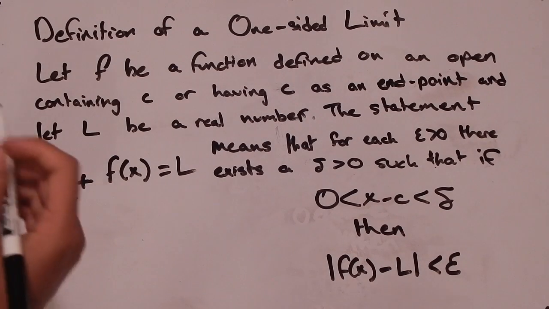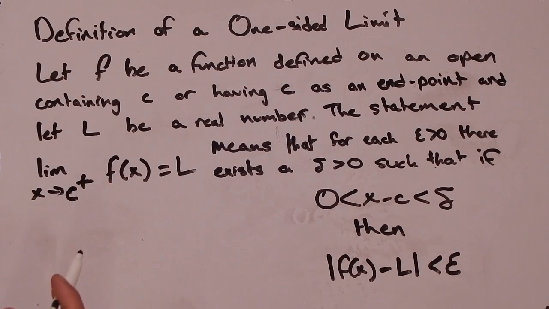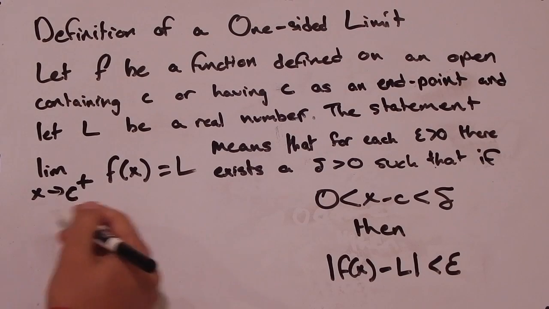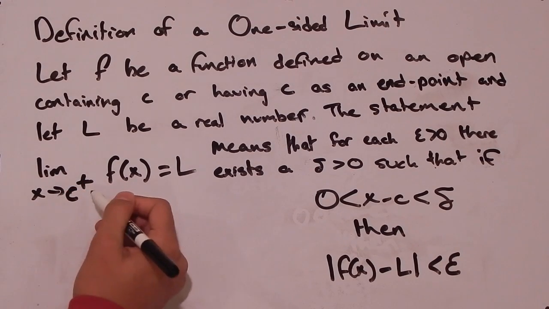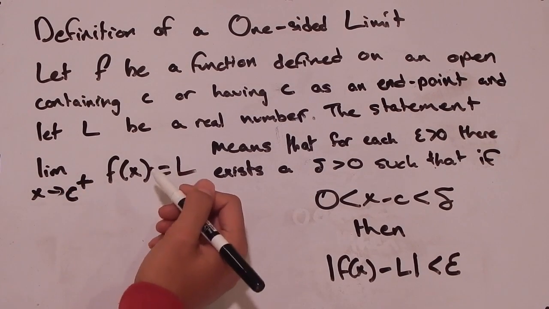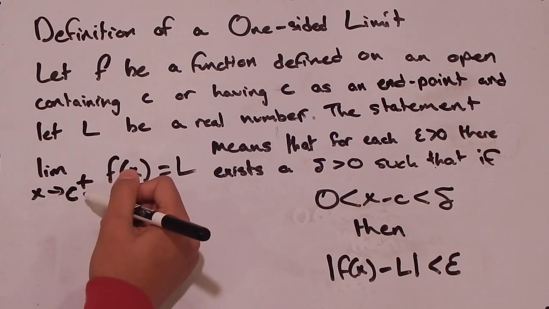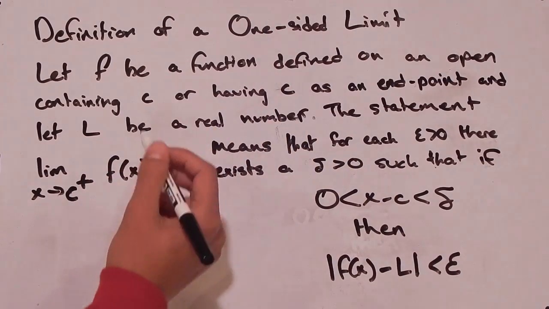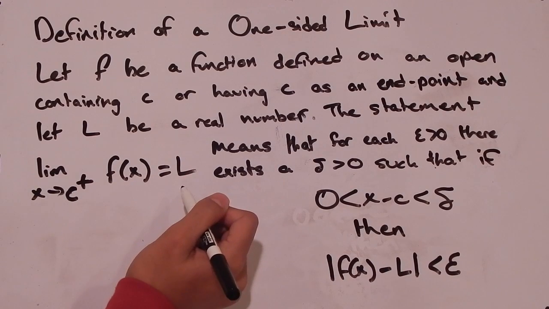Okay guys, we're going to start talking about the definition of a one-sided limit. We just defined a regular limit, but if you recall, a one-sided limit is something we talked about in our first video. So it's actually right here: the limit as x approaches c from the right side of f of x equals L. What that means is x gets closer and closer to c only from the right side, f of x will get closer and closer to L.